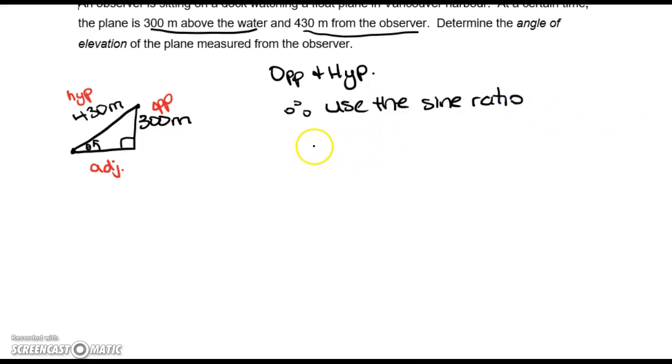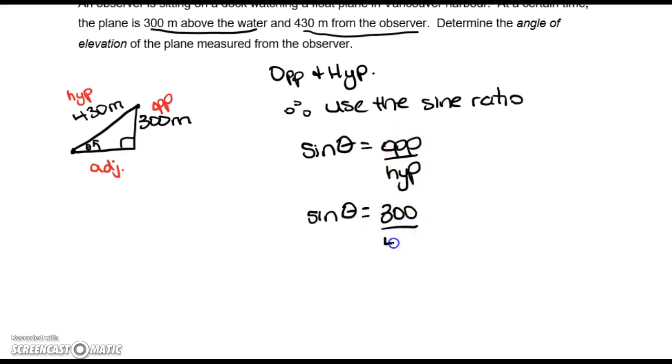So then, as always, I'm going to start by writing out my formula. So you have sine of theta is equal to your opposite over your hypotenuse. And then I'm going to fill in what I know. So I'm looking for the angle, so I'll leave that as theta. But my opposite is 300, and my hypotenuse is 430.